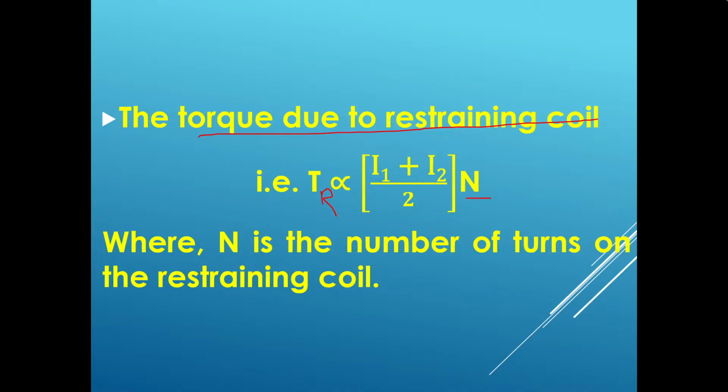And we can even call it, as I already told you, a biased differential relay, because the restraining coil is also called the biased coil as it provides additional flux. So this restraining coil is providing additional flux, that's why we can even call it a biased differential relay.